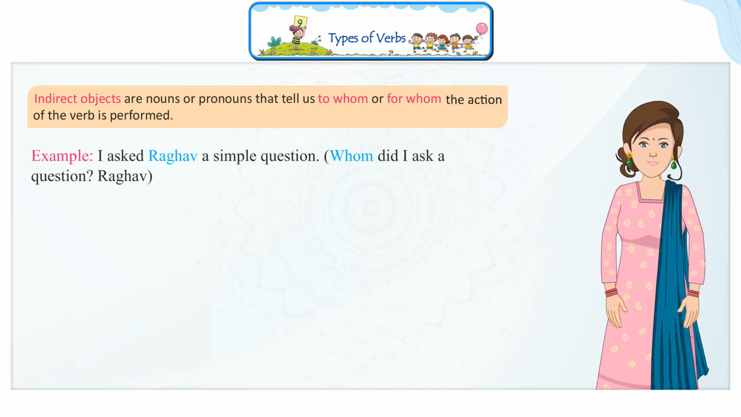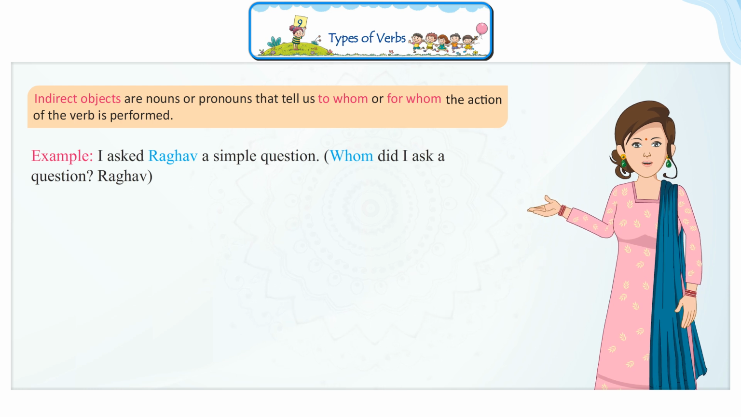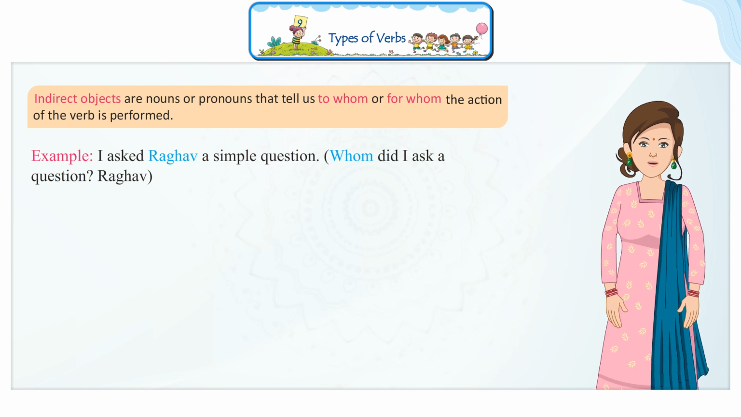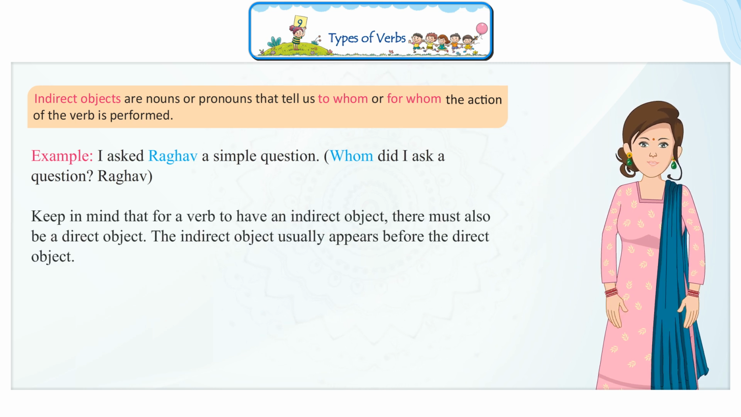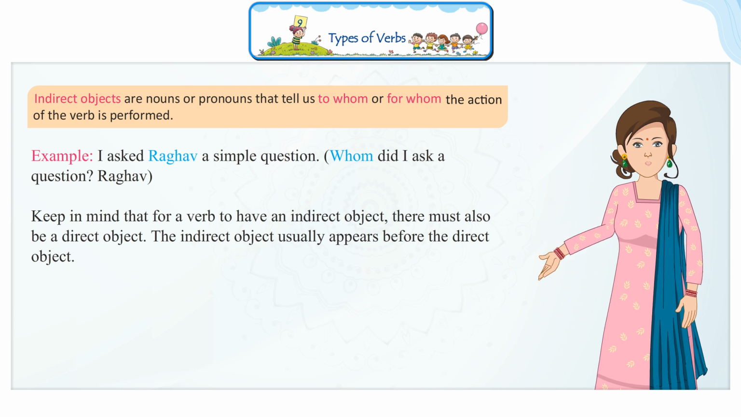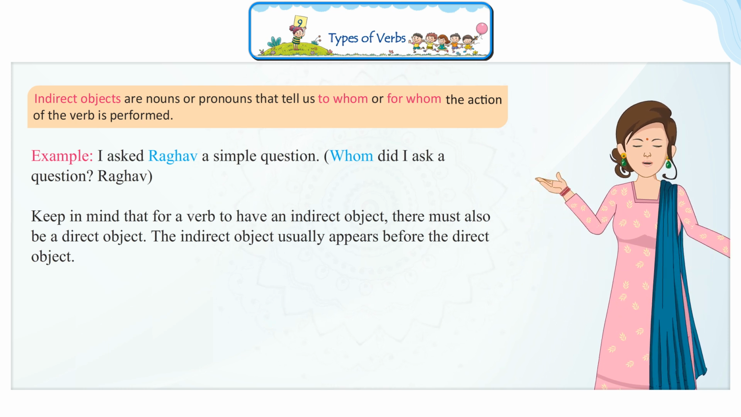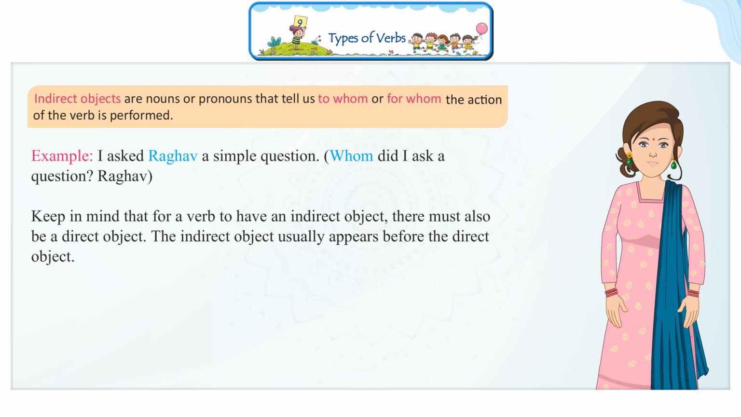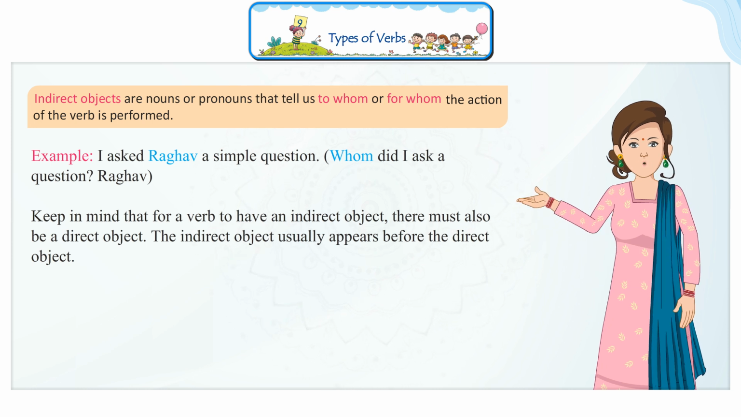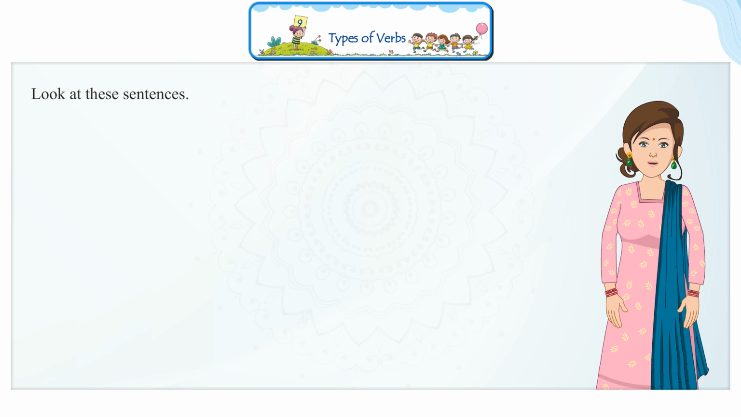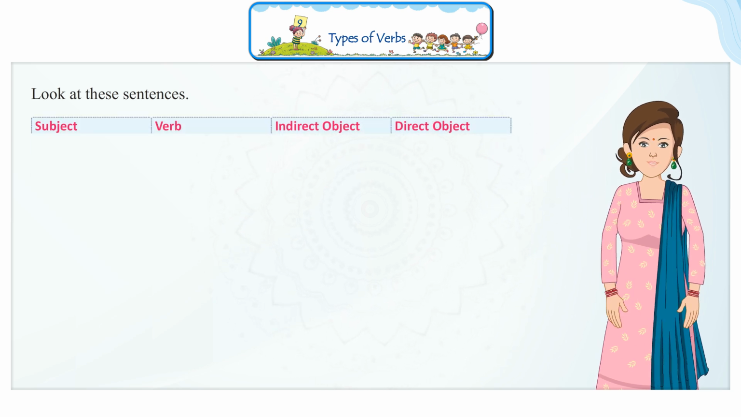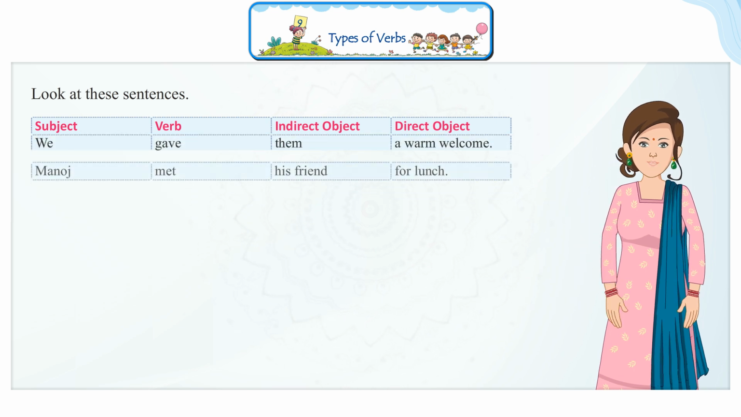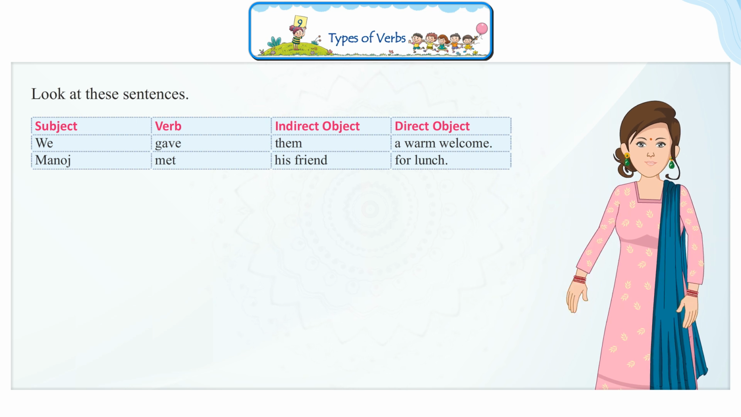Indirect objects are nouns or pronouns that tell us to whom or for whom the action of the verb is performed. Example: I asked Raghav a simple question. Whom did I ask a question? Raghav. Keep in mind that for a verb to have an indirect object, there must also be a direct object. The indirect object usually appears before the direct object. Look at these sentences. Subject, verb, indirect object, direct object: We gave them a warm welcome. Manoj met his friend for lunch.